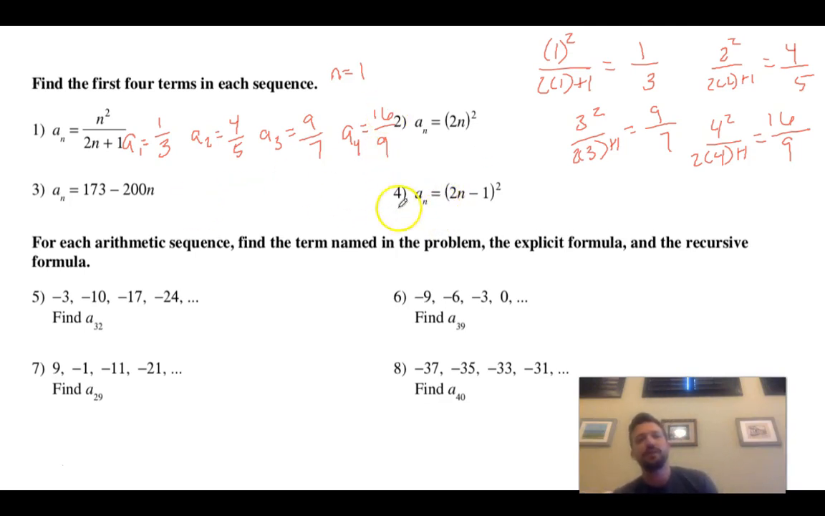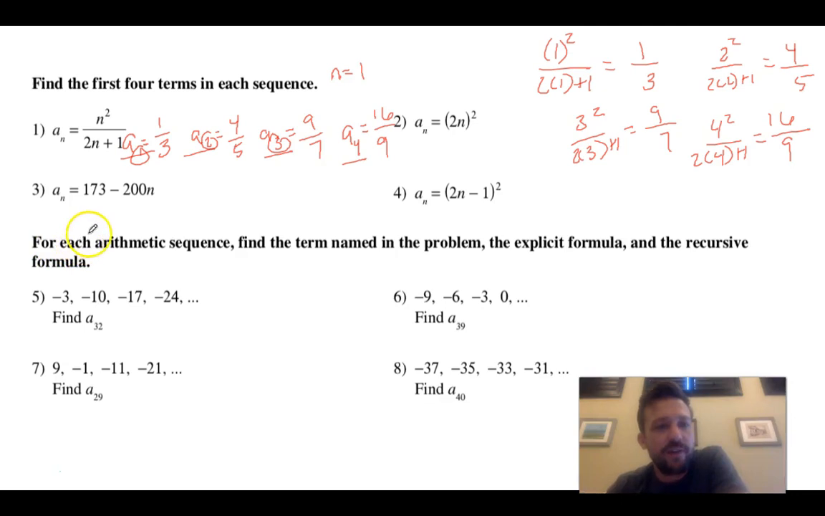So you're gonna do that for each one of those first four. And that'll just find the first four terms. And I'd like you to label it like this, A1, A2, A3, A4, just to make sure that you're getting the idea of how you find each term in the sequence, okay?